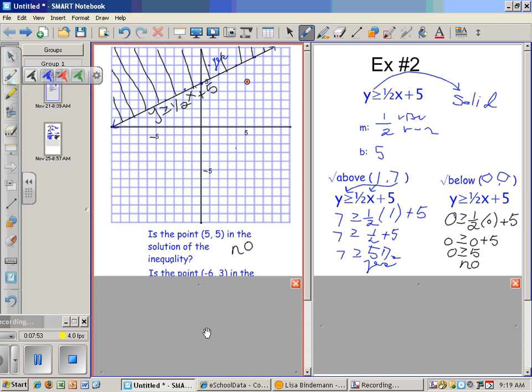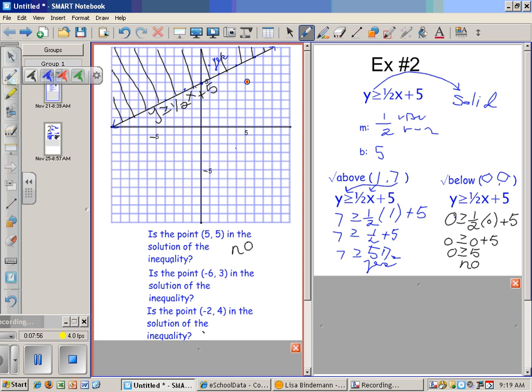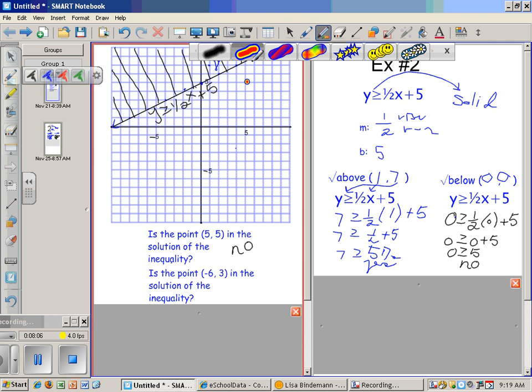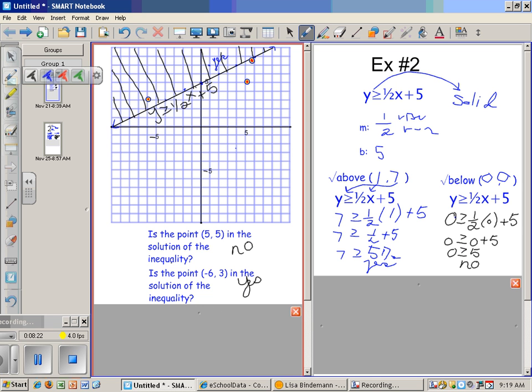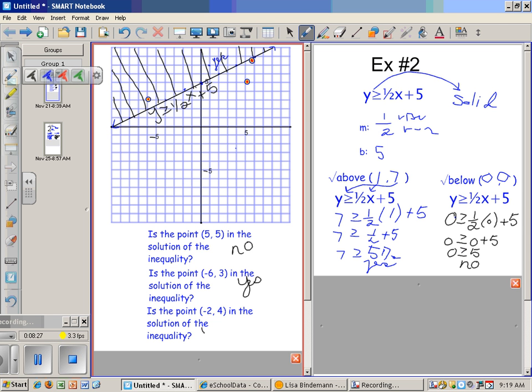Let's try another one. Is the point (-6, 3) in the solution of the inequality? (-6, 3) would be right about here. So you want to see, is it being shaded over? Yes, it is. And the last one, is the point (-2, 4) in the solution of the inequality? I'll give you a second to try that one on your own.